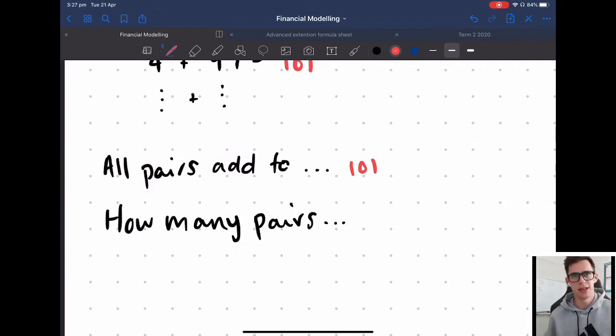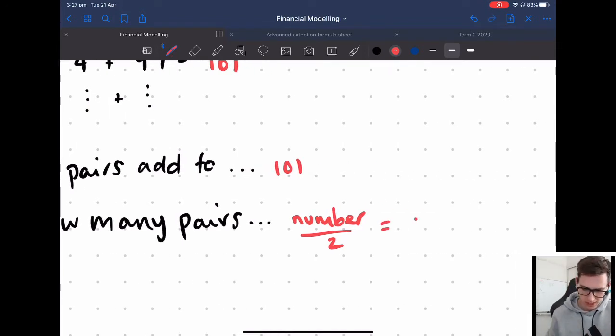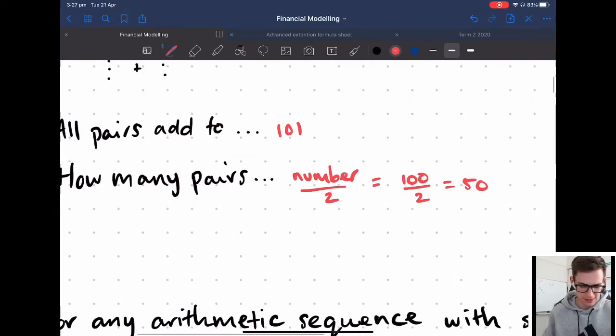The number of pairs is going to be the number of terms from 1 to 100, and it's going to be half of that because I've paired them all up into groups of 2. So 100 divided by 2 means I'm going to have 50 pairs. If I have 50 pairs, that means I've got 50 lots of 101, and that will be my answer.